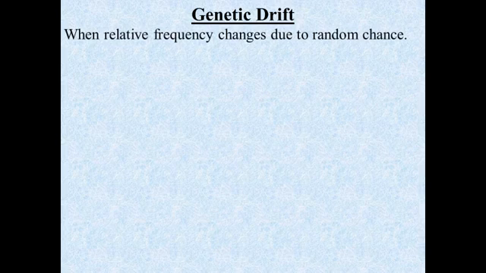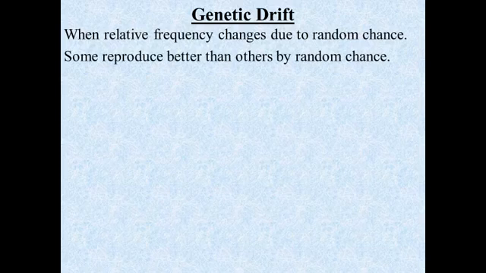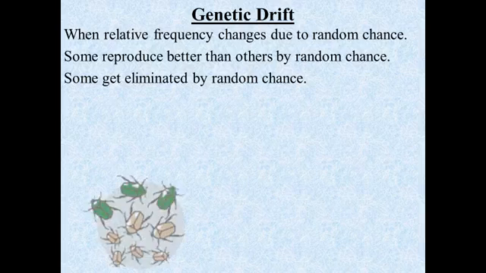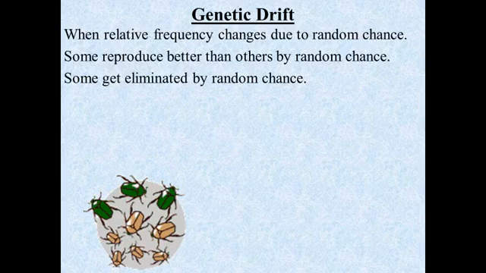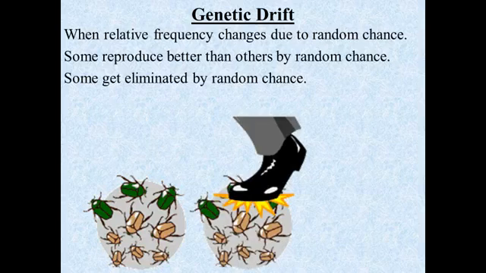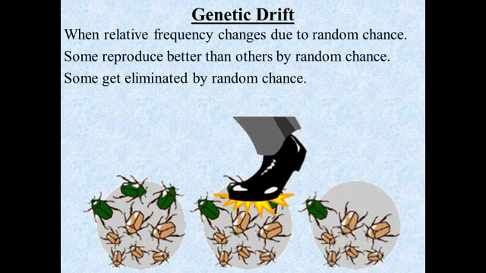First one is genetic drift, and as we said, genetic drift is a random process. It's when relative frequency changes due to random occurrences. In some cases, you might have individuals who reproduce better. In other cases, you might have individuals that get eliminated by random chance. So if we imagine this population of insects, where we've got a bunch of different varieties, we've got some that are brown, some that are green, and then some guy comes along and squishes a bunch of the green ones. Well, guess what? That random occurrence has just changed the relative frequency of that green allele. So now our population looks much different than it did before.